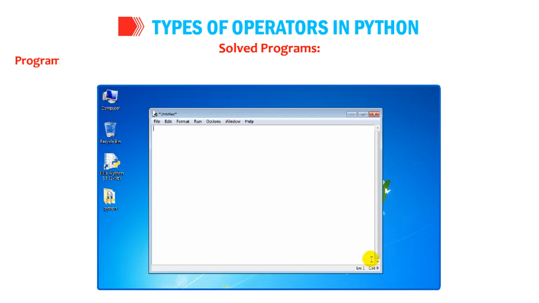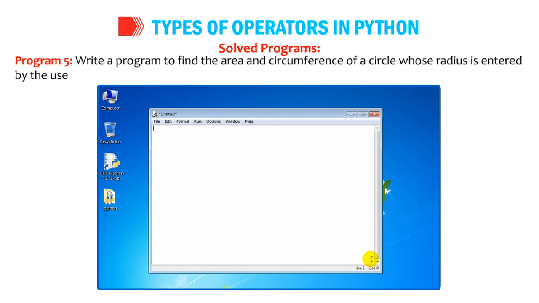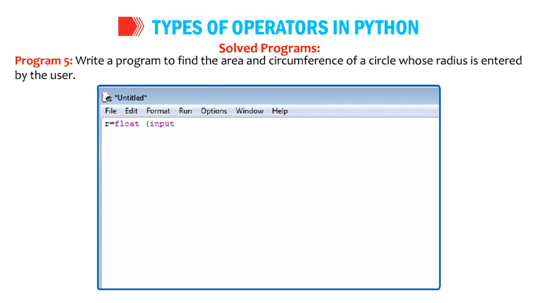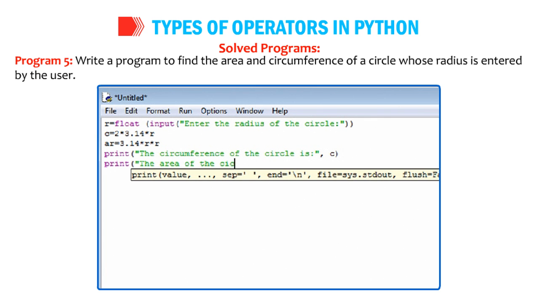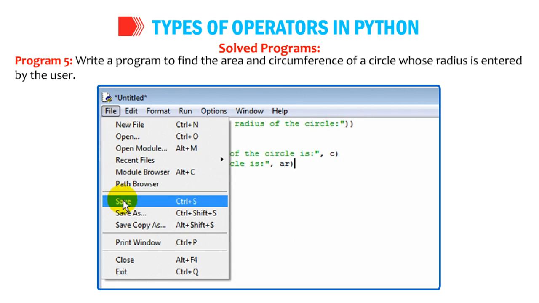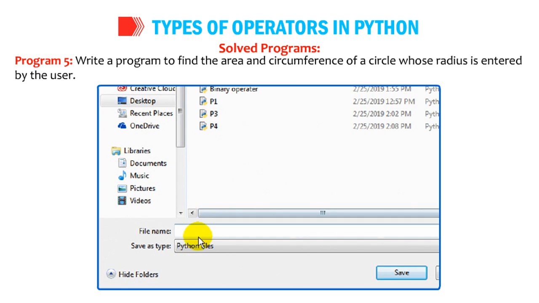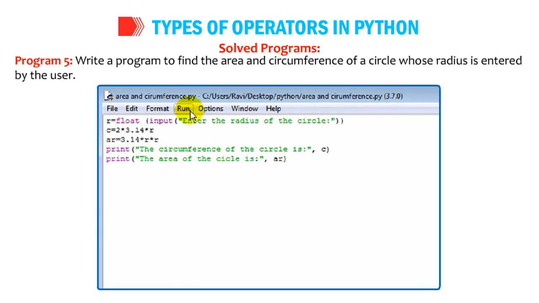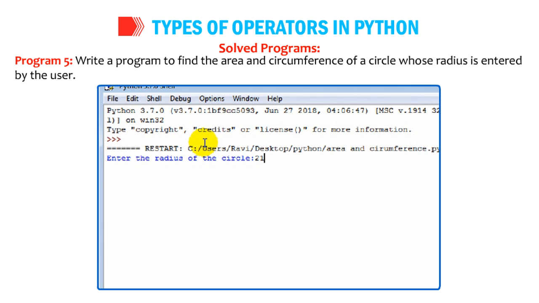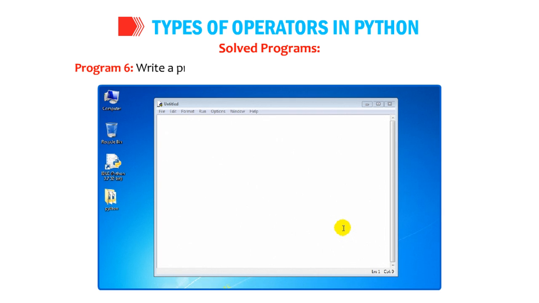Solved programs. Program 5. Write a program to find the area and circumference of a circle whose radius is entered by the user. Program 6. Write a program to print the string entered by the user 5 times.